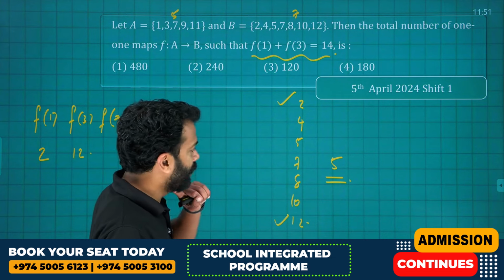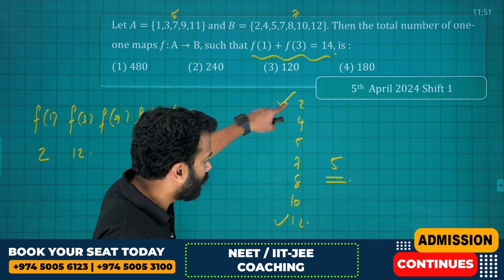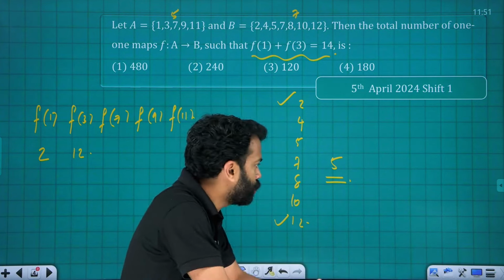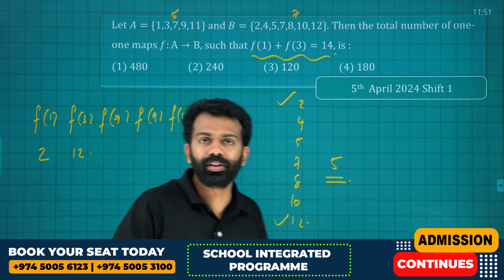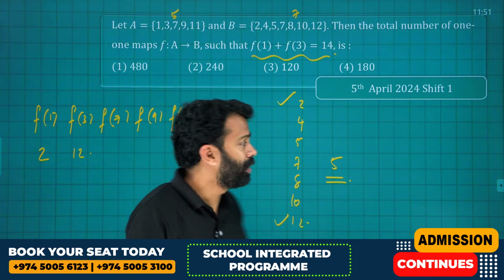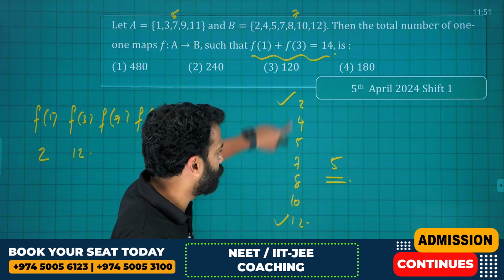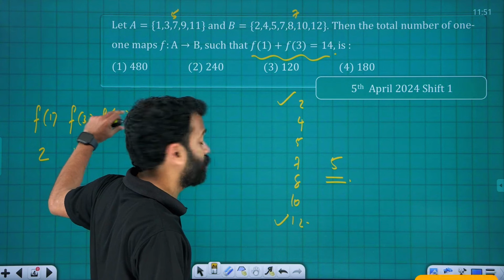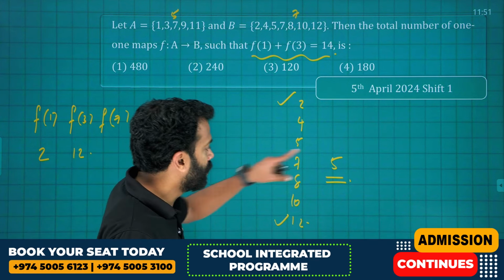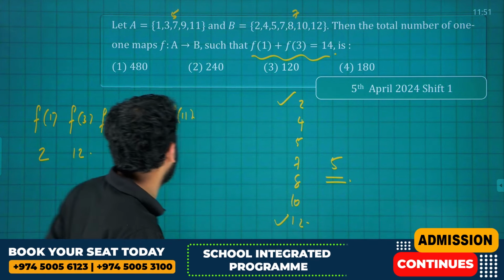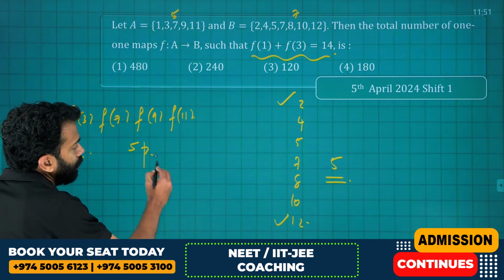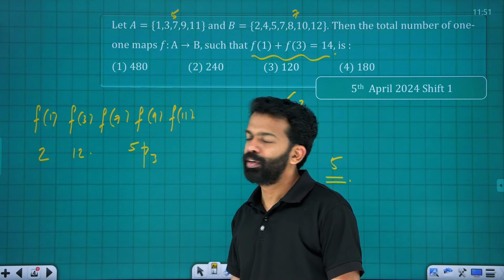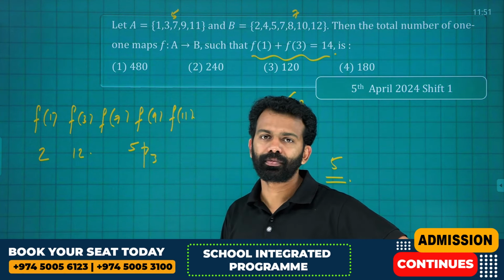We already considered 2 and 12, right? If we include those 2 and 12 here and here as well, then the function becomes many one, so we need to include those 2 elements. How many functions do we need to map here? 3. So these 5 can be arranged in these 3 in how many ways? 5P3 ways. So total 5P3 ways. Is it correct or not?